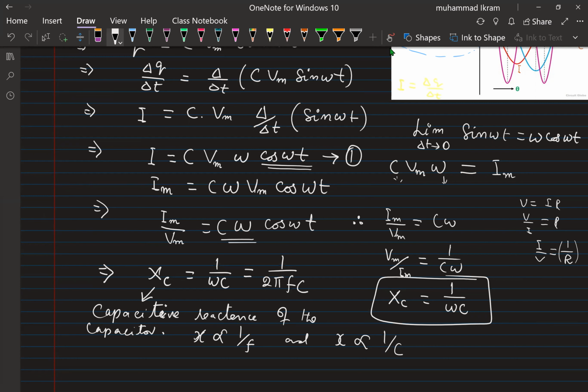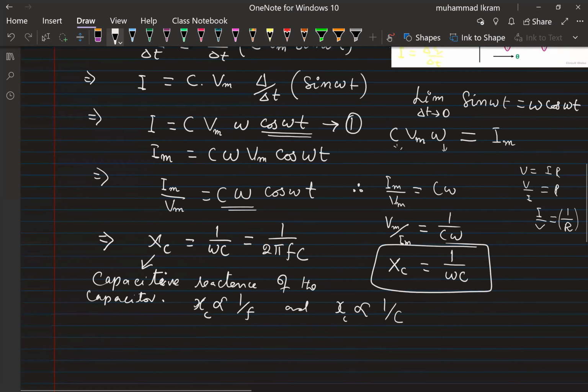So now look, for DC, F is 0. So what is the capacitive reactance Xc? This Xc will be infinitely large and it will block DC. But the AC circuit has some frequency, so with the frequency and the capacitance, you have the capacitive reactance. This is why in the AC circuit it resists the flow of AC.